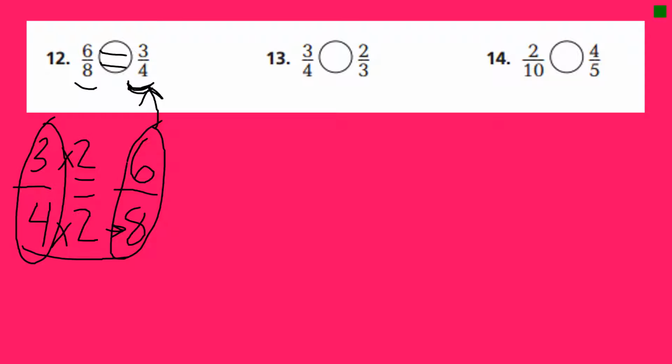3/4 compared to 2/3. Let's see here. Let's think along the lines of common denominator. But I also want you to notice these fractions are both 1 away from a whole thing. So are they going to be equivalent? I just want you to think about that. I bet you can already figure it out.